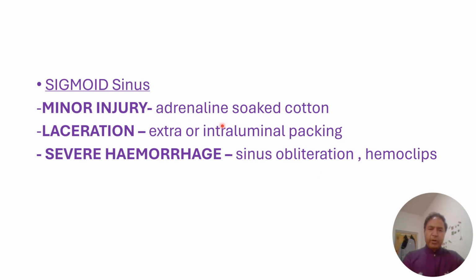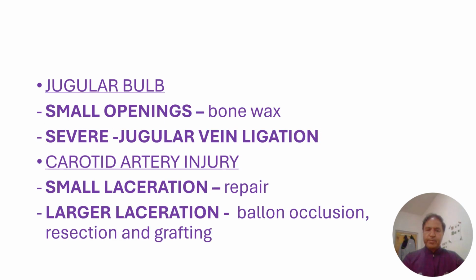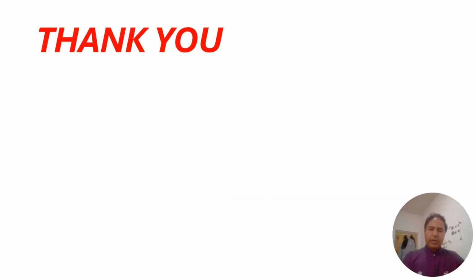Sigmoid sinus minor injury: adrenaline soaked cotton. Laceration: extra or intraluminal packing. Severe hemorrhage: sinus obliteration or hemostasis. Jugular bulb: small opening, bone wax; severe, jugular vein ligation. Carotid artery injury: small laceration, repair; larger laceration, balloon occlusion, resecting and grafting. Thank you very much.